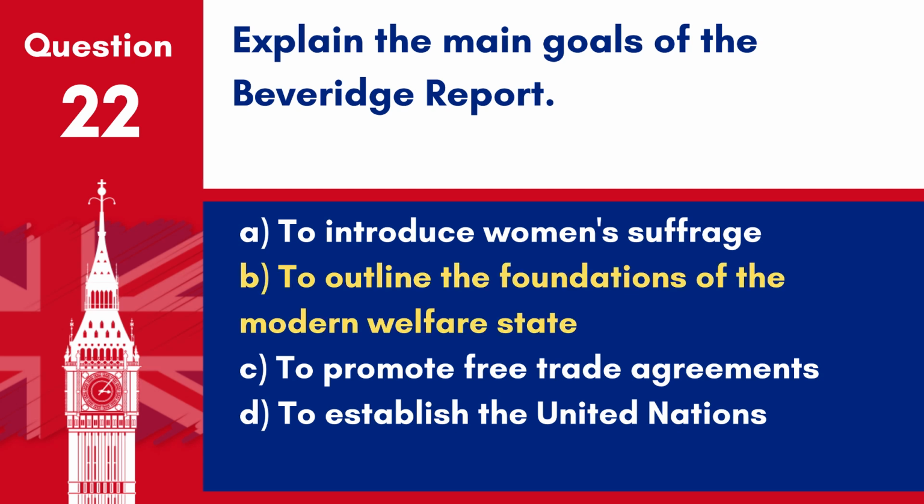Answer B. To outline the foundations of the modern welfare state. The Beveridge Report, published in 1942 by Sir William Beveridge, aimed to provide a comprehensive system of social insurance from cradle to grave and was instrumental in the establishment of the post-war welfare state in Britain.